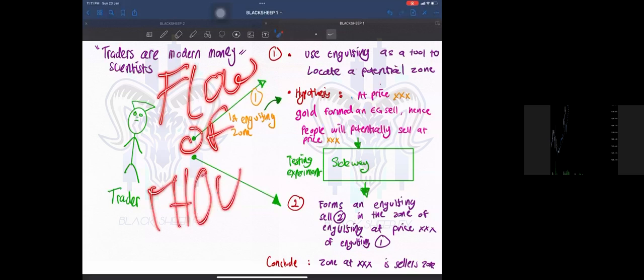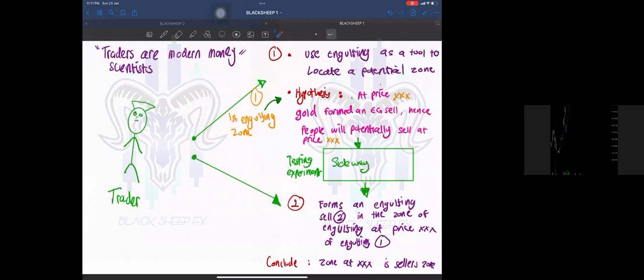If you understand the flow of thoughts, then you will be able to adapt to the marking of engulfing really quickly, because you can understand the logic. Why do you have to do this? Why do you have to wait for this? Okay. Can we proceed or do you need time to make your notes?